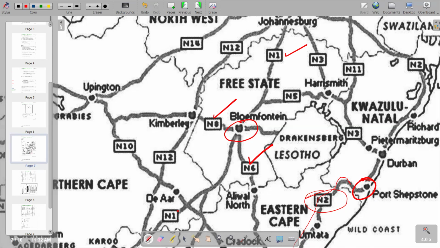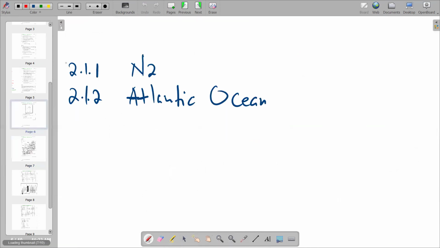So we cannot talk about N5 because N5 is not directly connecting to Bloemfontein. It is connecting to N1. So we can talk about N1 here. So we have three roads that we can clearly identify there. So we have got three roads. So this is going to be our 2.1.3, whereby our answer is 3.